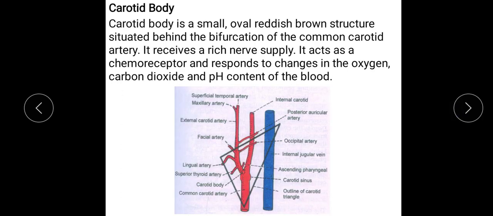Then the carotid body. This one is the carotid body, which is a small oval reddish-brown structure situated behind the bifurcation of the common carotid artery. It receives a rich nerve supply. It acts as a chemoreceptor which responds to oxygen and carbon dioxide changes and the pH of the blood. This one is the carotid body.